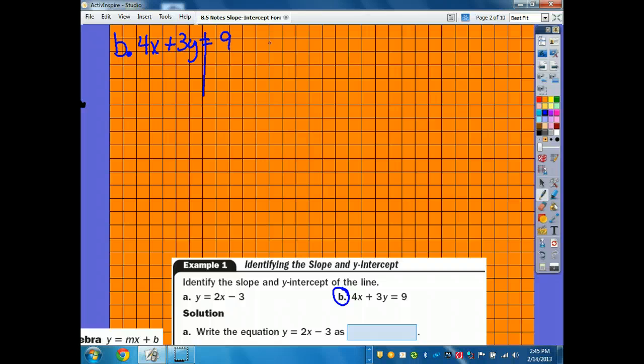So what's the first thing I should do in order to rearrange this? Subtract 4x. Exactly. So this is a positive 4x, so we're going to subtract 4x from both sides. So that cancels this out, leaves me with, now I have 3y equals. Here's the big mistake people make. They go 9 minus 4x is 5x. Can I do that? No.